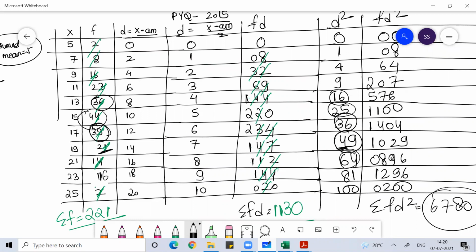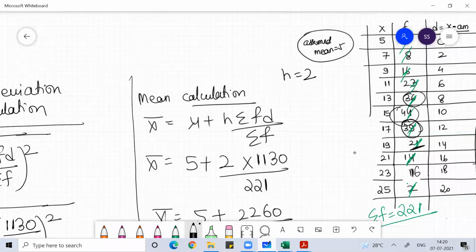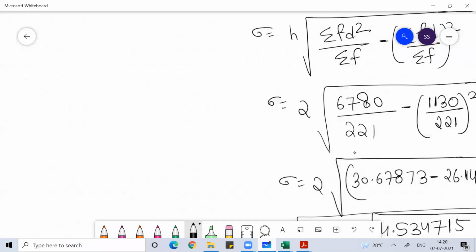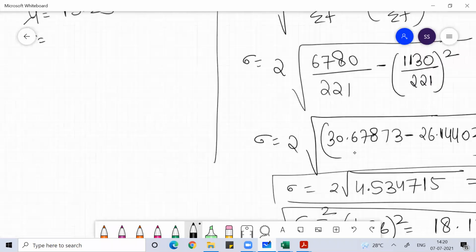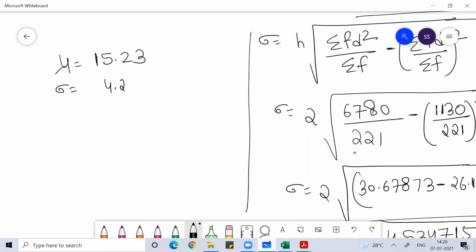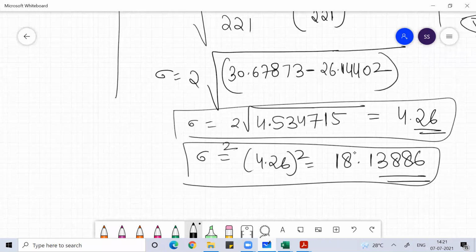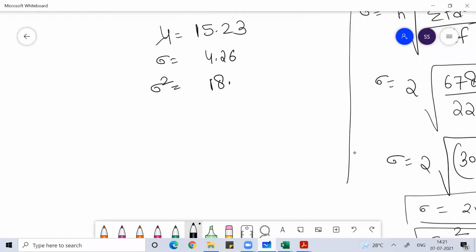So once we calculated the mean, we got the mean. Mean is 15.23. Once I get the mean, I got the standard deviation. Standard deviation is 4.26. Variance is 18.14. I can write this as the variance.